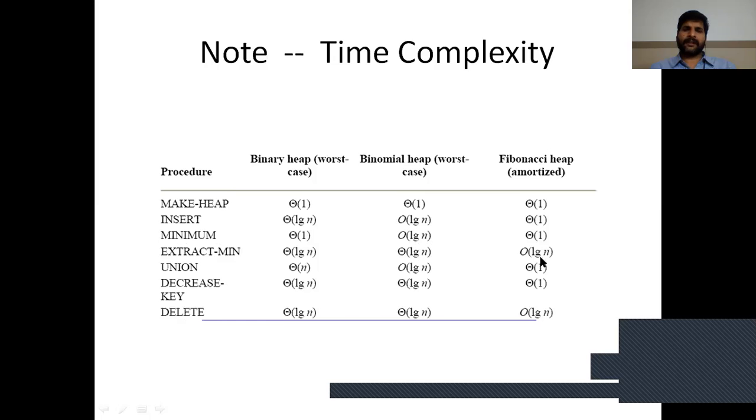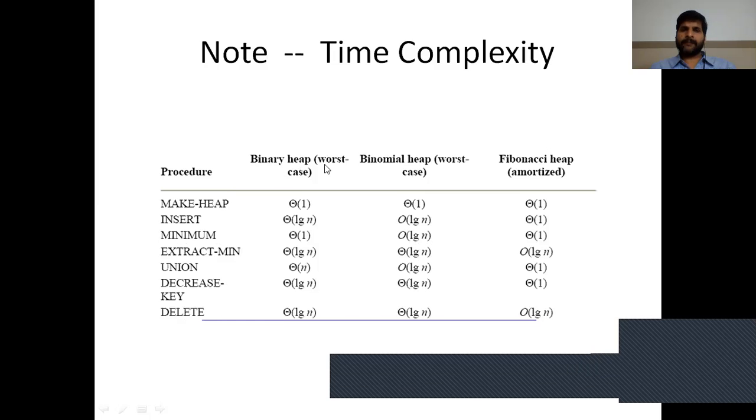Decreasing key, log n, and theta 1. Delete key, log n, and log n. So now this is the time complexity according to binary heap worst case, binomial heap worst case, and Fibonacci heap amortized.